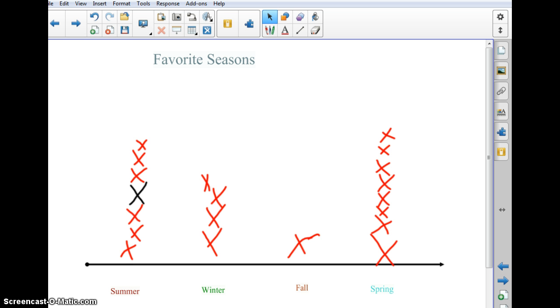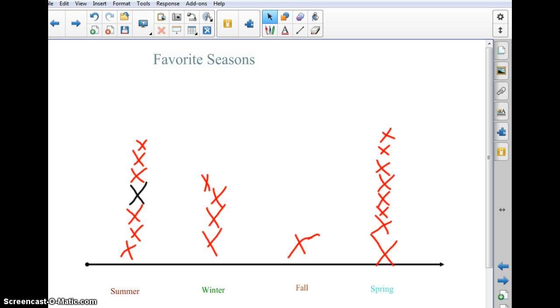Fall. Now, quick review question. What is the ratio of winter to all? What is the ratio of winter to all people? Emma? 4 to 20. She says she's right. Could we simplify 4 to 20? How did you get the 20, Emma? Can you tell the kids how you got 20?